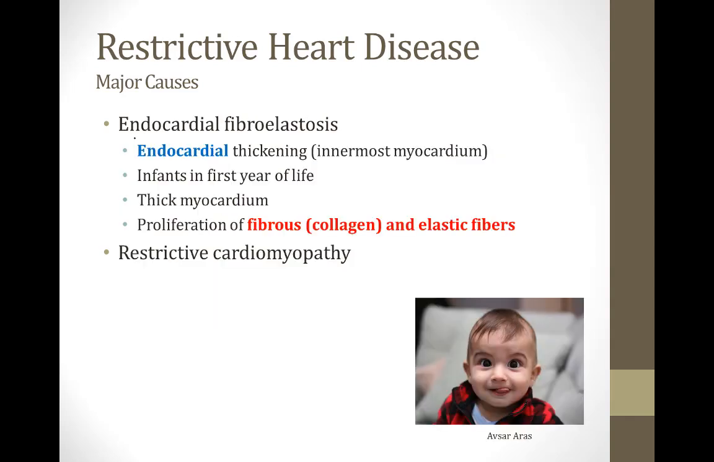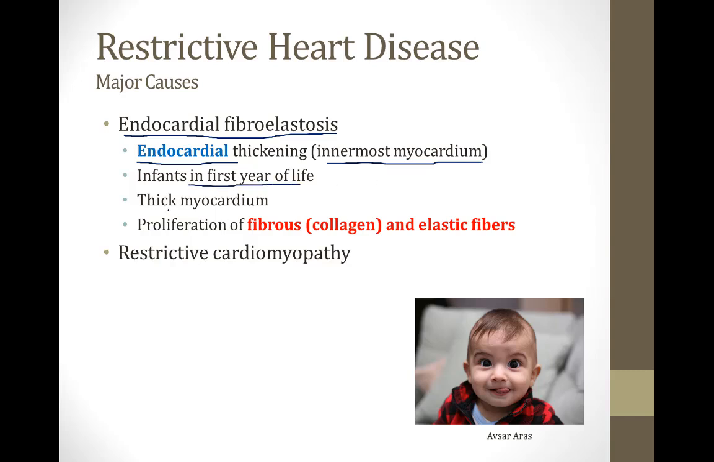The final cause of restrictive heart disease I'll mention in this video is a rare condition that occurs in babies called endocardial fibroelastosis. As the name implies, this condition involves thickening of the endocardium. This is the layer I mentioned on the last slide. It's the innermost myocardial layer. It's the layer that interfaces with the blood in the ventricular chamber. This develops due to an unknown cause in infants in the first year of life.